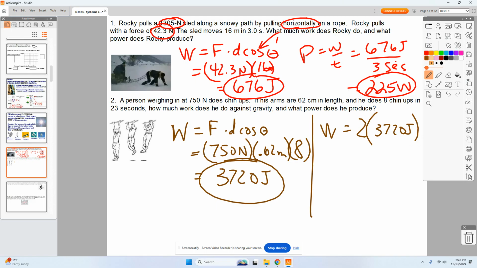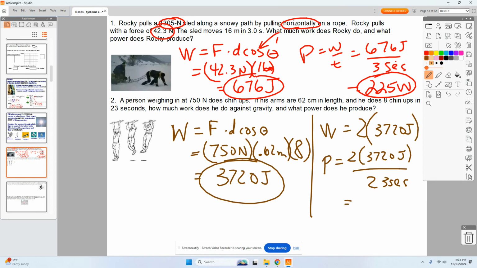You see why, when he lowers himself, would you agree that he's doing negative work as he lowers himself? But you can still get strong doing negative work, correct? So in one case, I'm doing positive work, lifting myself against gravity. When I lower myself, I'm just doing negative work, but I'm still doing work. So why don't we just double that to say that the total work he does is 3720 times 2, and then I divide that. Power then would be equal to that divided by, was it 23 seconds? How much power does he generate then?